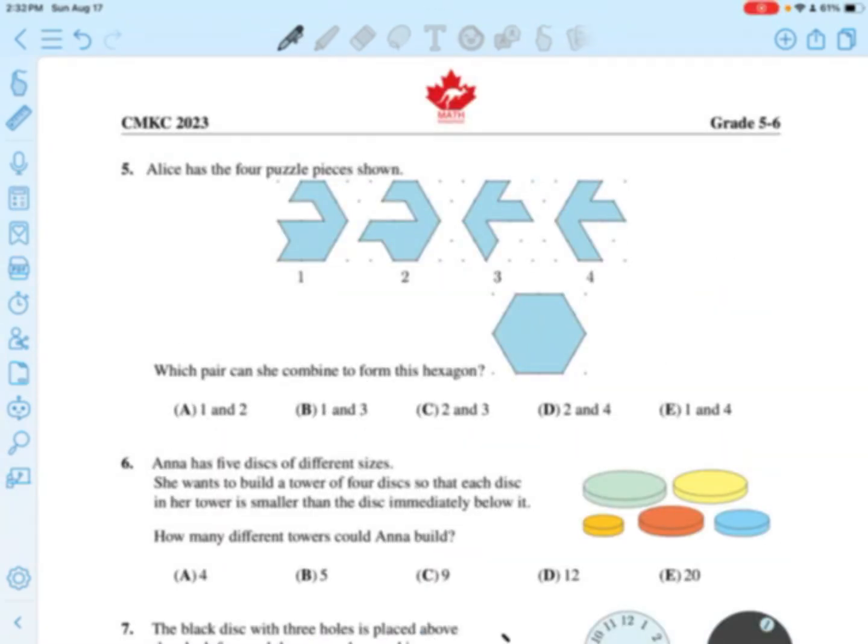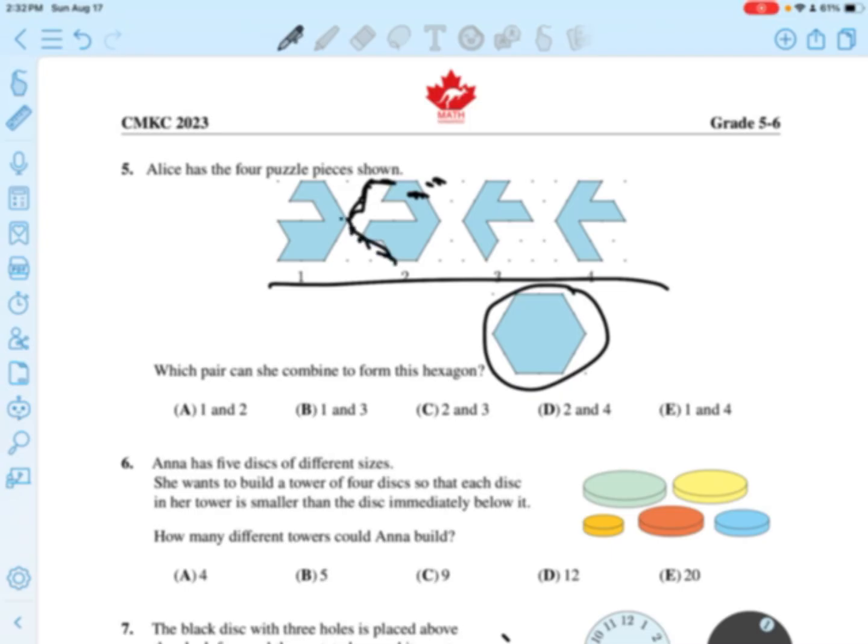In question 5, it says Alice has 4 puzzle pieces shown, as you can see here. Which pair can she combine to form this hexagon? So let's first draw what it should look like. And now let's see, can any of these shapes be this type of shape and complete this hexagon? Well, it can't. None of these.